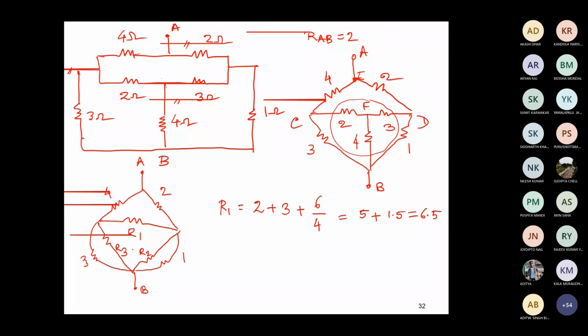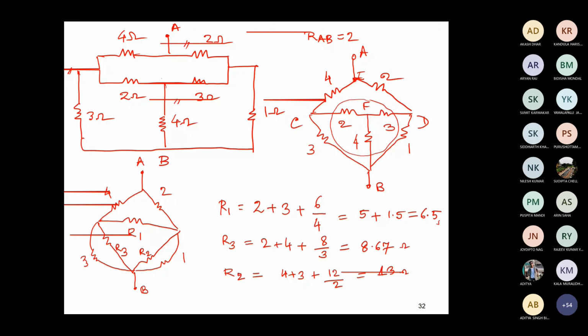Similarly, you can find out R3. What is your R3? R3 will be 2 plus 4 plus 8 divided by 3. So it will come in terms of fraction. Today I don't have a calculator with me. Maybe next class onwards I'll try to use it. And then 8.67. And R2 will be 4 plus 3 plus 12 divided by 2. So 13. Yes. Okay.